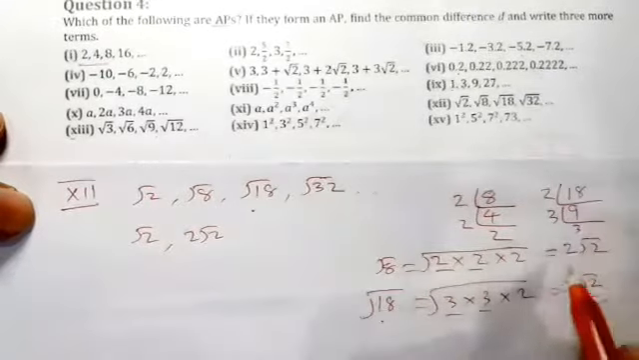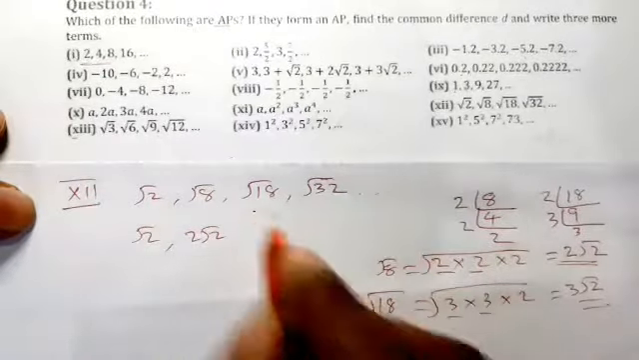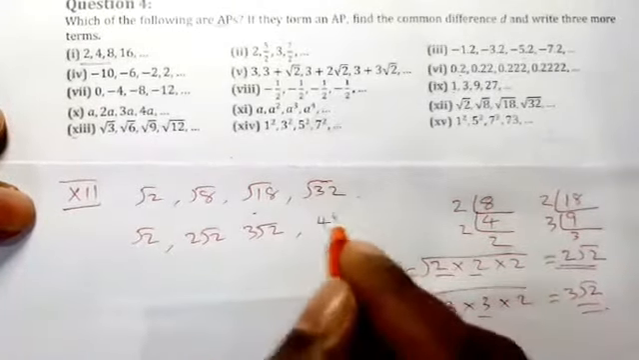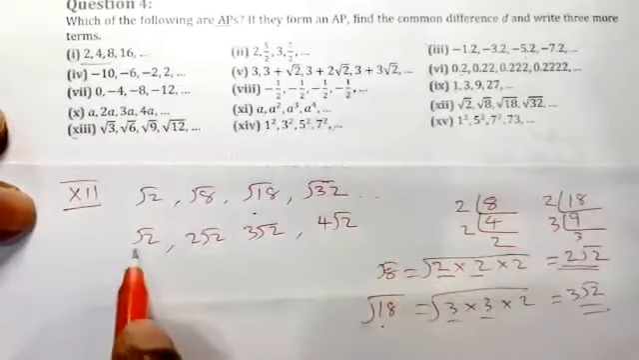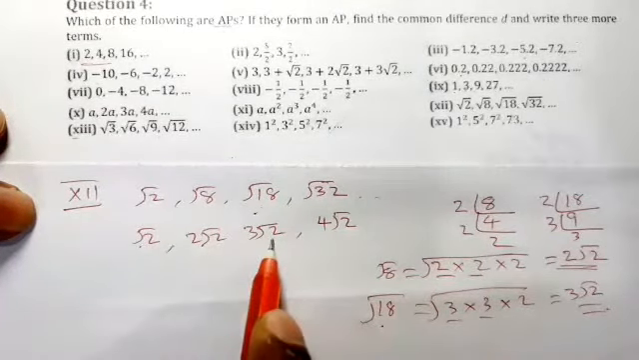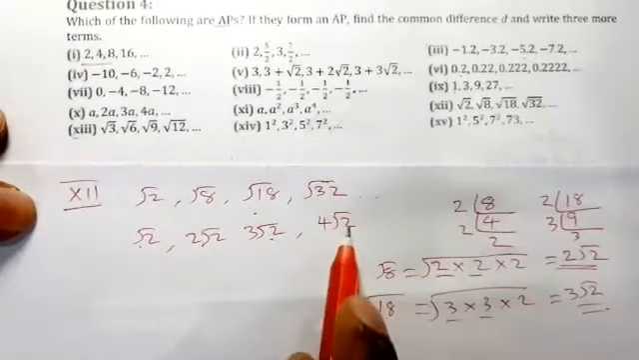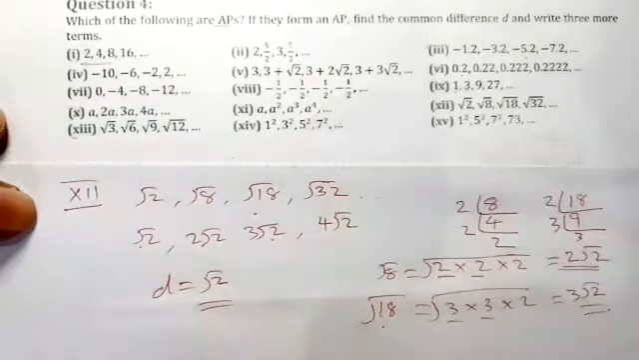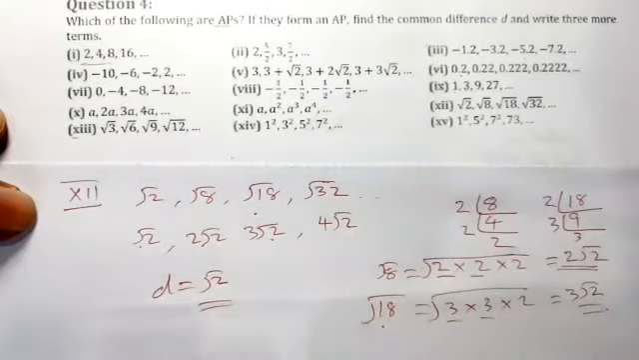Because root 8 is 2 root 2, and root 18 is 3 root 2, and root 32 is 4 root 2. So we can understand that here 1 root 2, then 1 more root 2 is added, it becomes 3 root 2, and 1 more root 2 is added, it is 4 root 2. So there is a common difference, root 2. So it is in AP. So we got the answer.